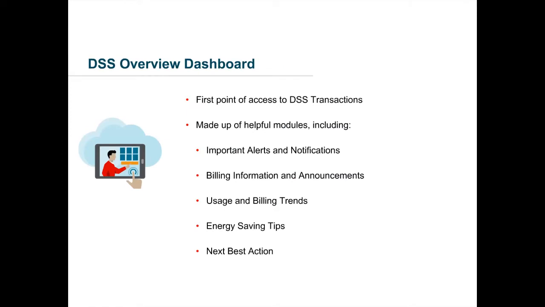The dashboard is displayed when a customer first visits the DSS Transactions site, and it consists of a series of helpful modules that highlight different DSS transaction features. A module is a specific section of content that communicates a particular type of information to customers. These modules include important alerts and notifications, billing information and announcements, usage and billing trends, energy-saving tips, and next best actions.